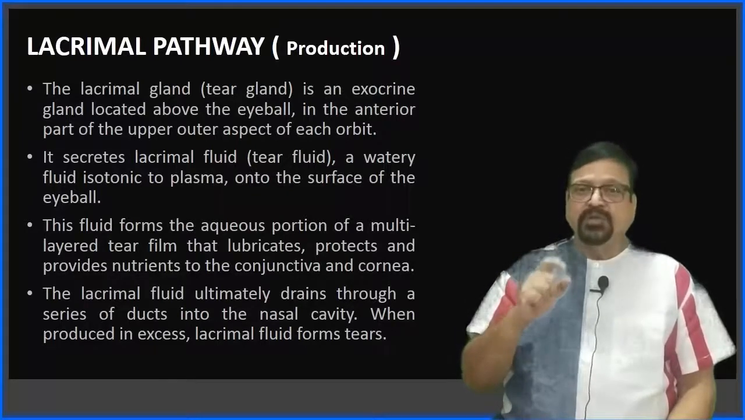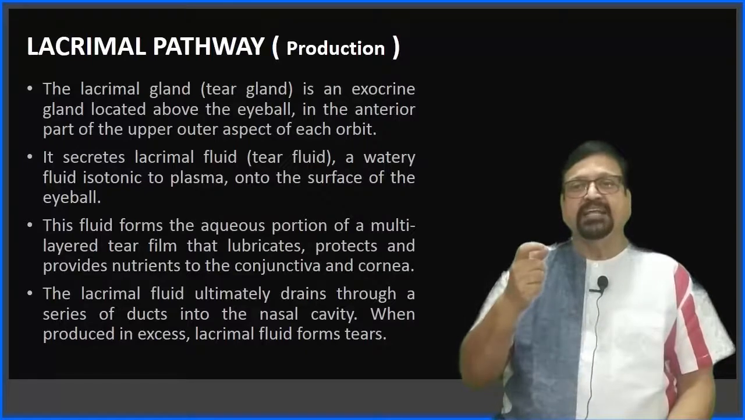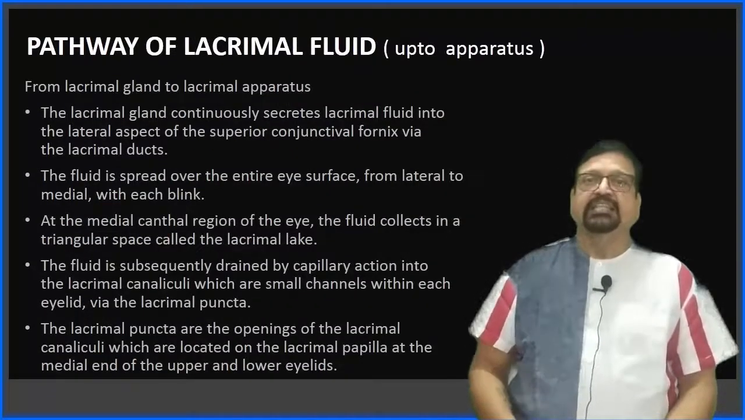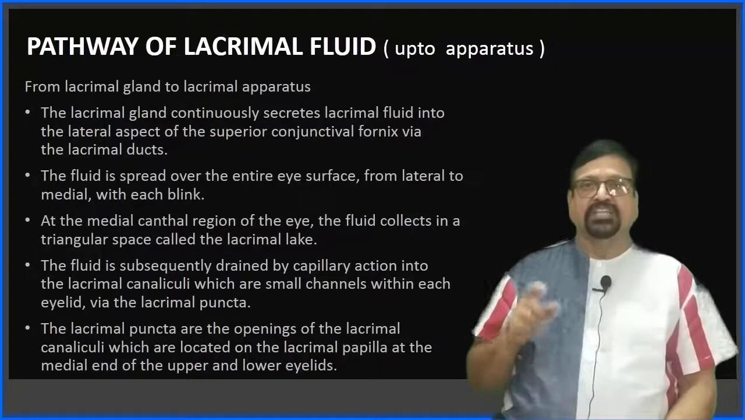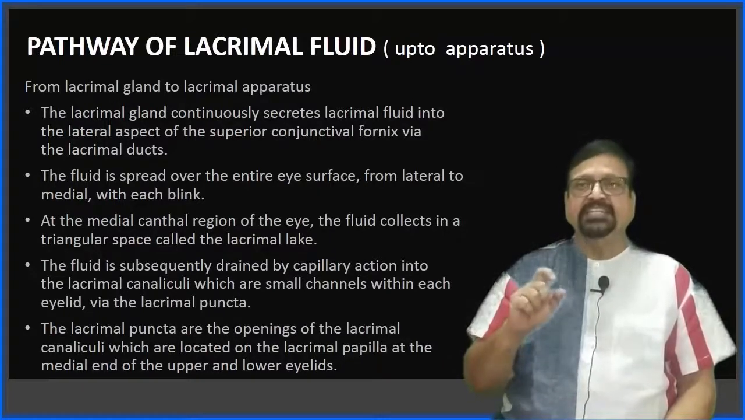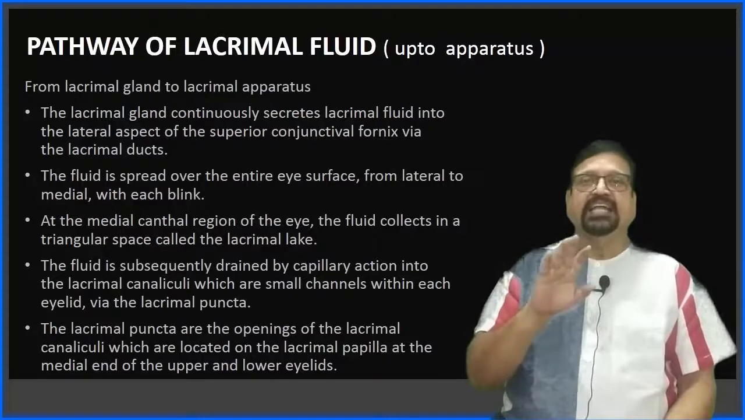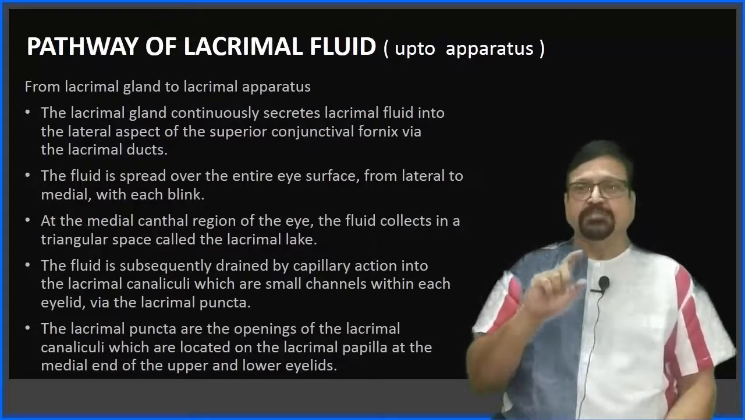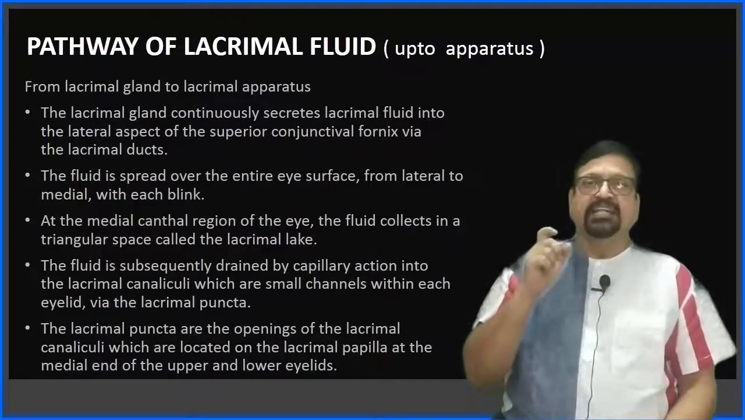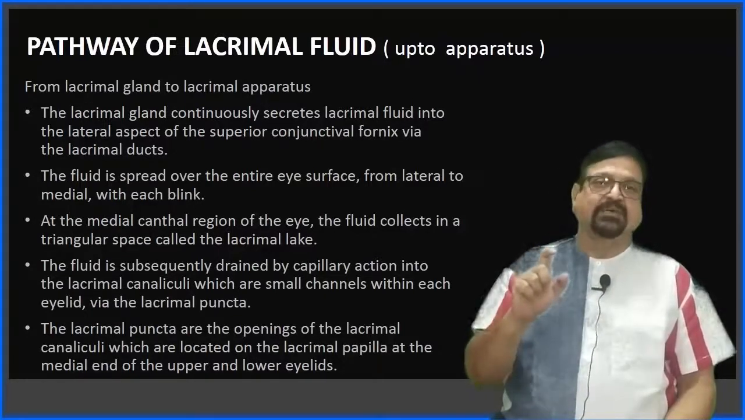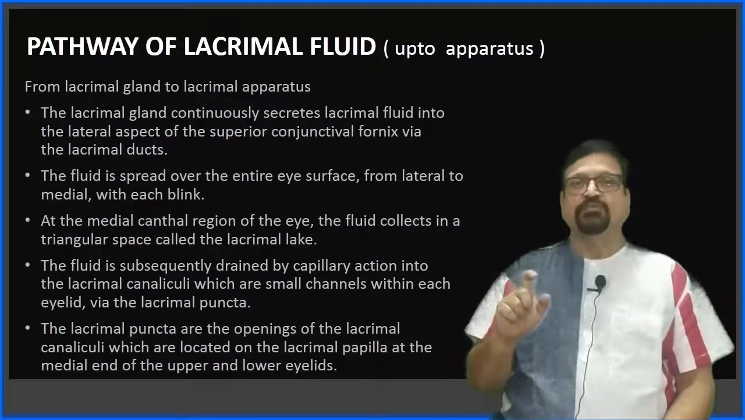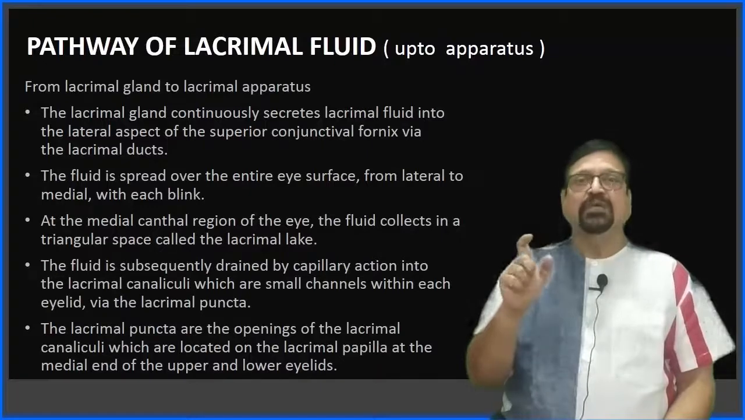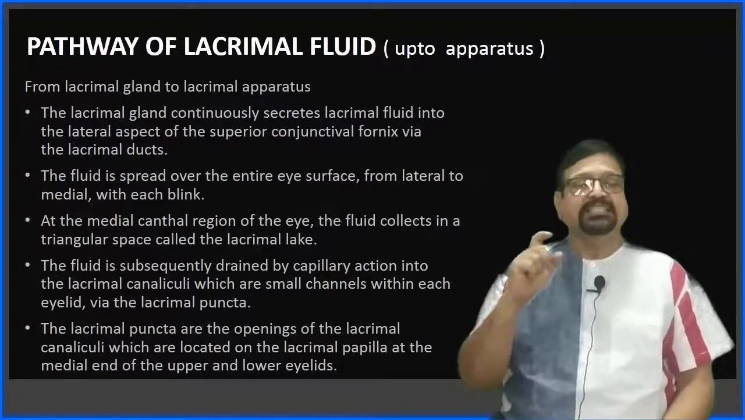When produced in excess, lacrimal fluid forms a tear and comes from the eyes. Now further, once it reaches the lacrimal apparatus, the lacrimal gland continuously secretes lacrimal fluid into the lateral aspect of the superior conjunctiva via the lacrimal ducts. Now the fluid is spread over the entire eyeball. At the medial canthus, which is more important from our point of view, at the medial canthal region of the eye, the fluid collects into a triangular space called the lacrimal lake.